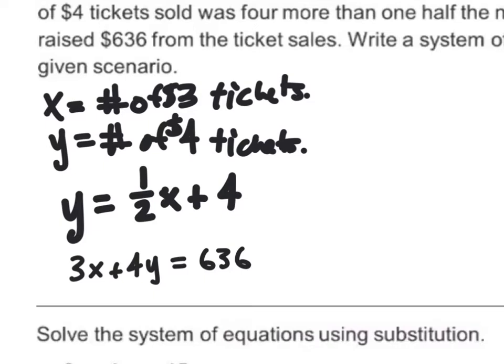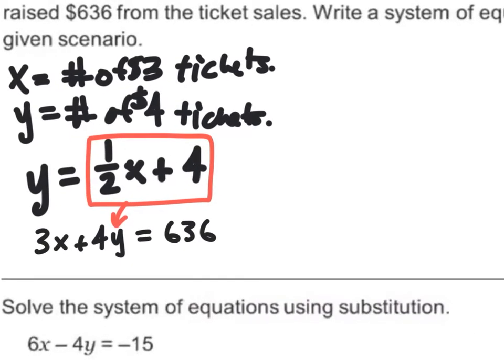Now here's where the substitution part comes into play, okay? And there's a number of ways of doing this. When both of my equations were solved for y, it was pretty easy to set them equal to each other and solve. But what I'm going to do now is another method of substitution. Only one of my equations is solved for y. So I'm going to take this value of 1/2 x plus 4, and I'm going to substitute that value in for y in my other equation.